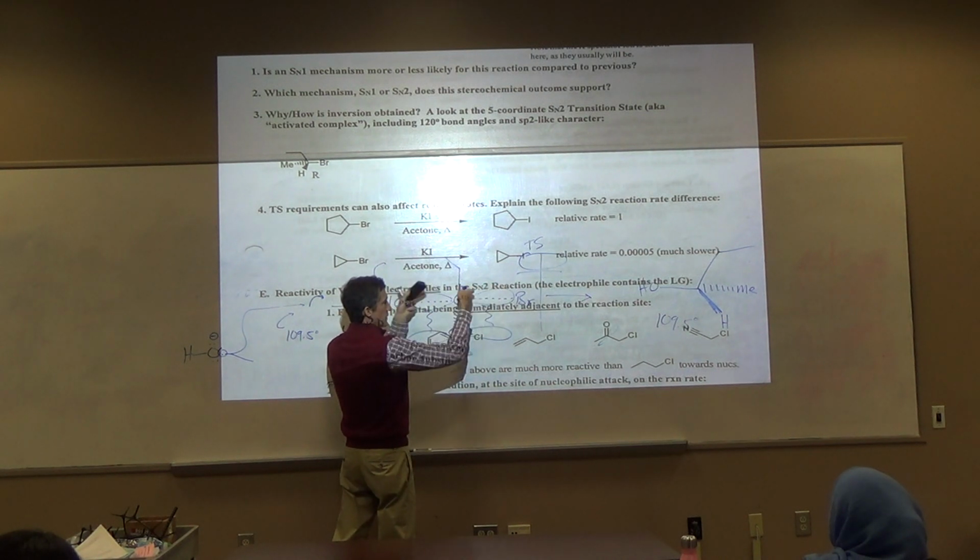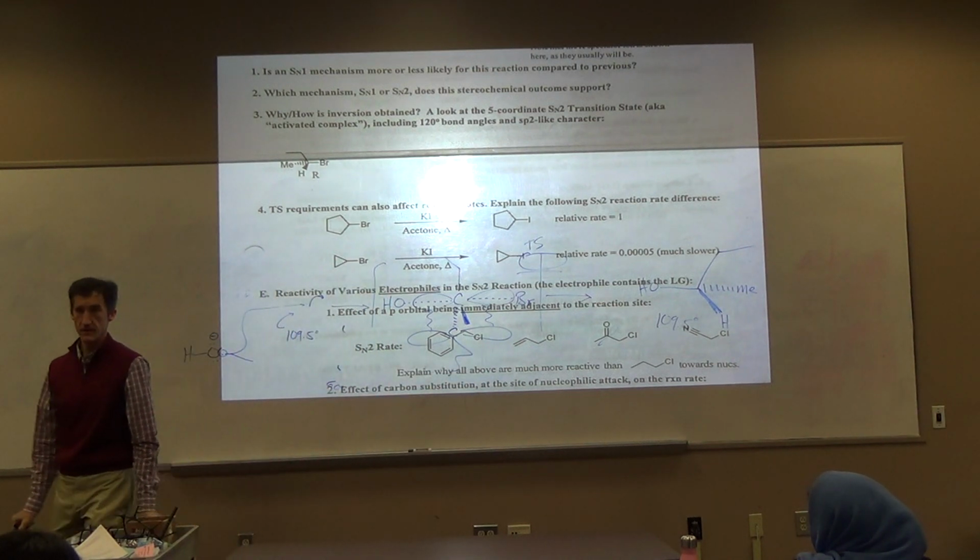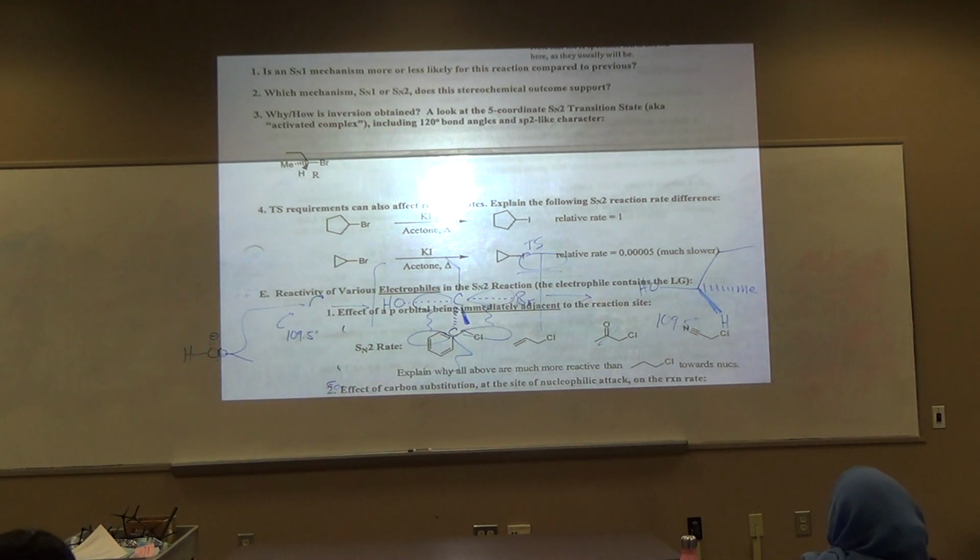The p orbital that forms here interacts with a neighboring p orbital. And that is a good thing. It's a conjugation that's occurring in the transition state. And what's that going to do to the energy of the transition state? Lower it.